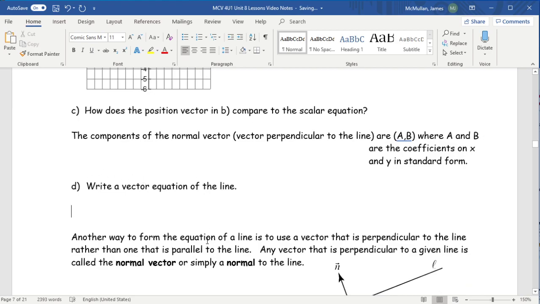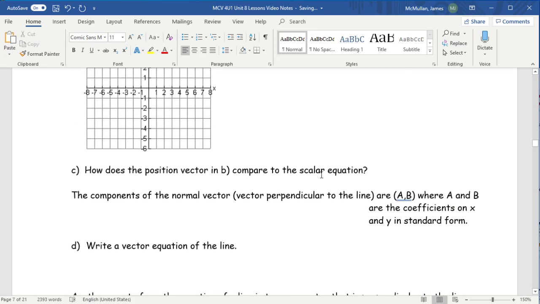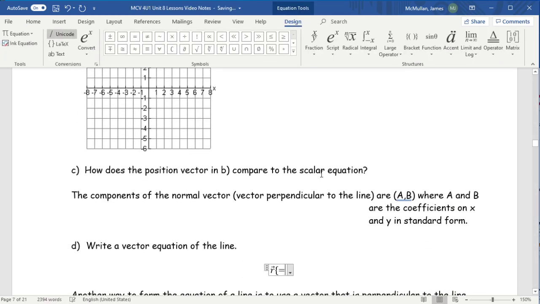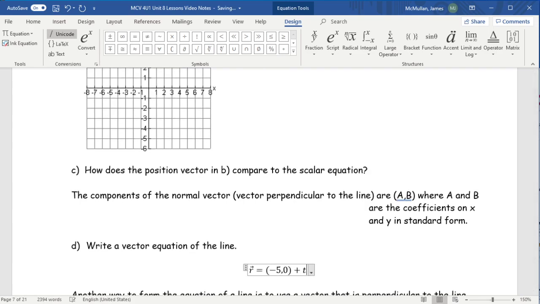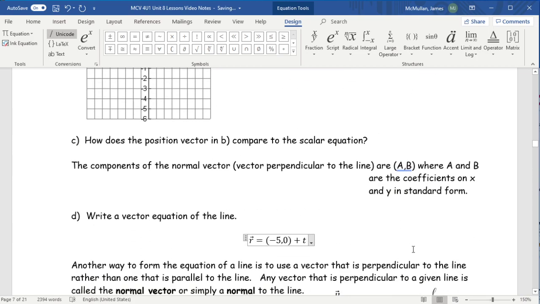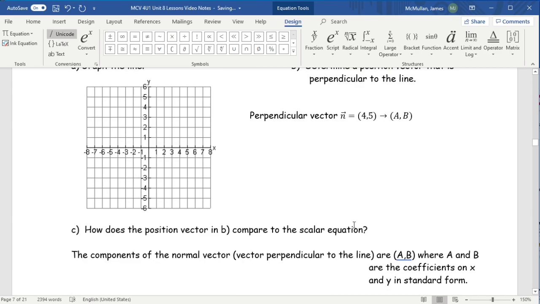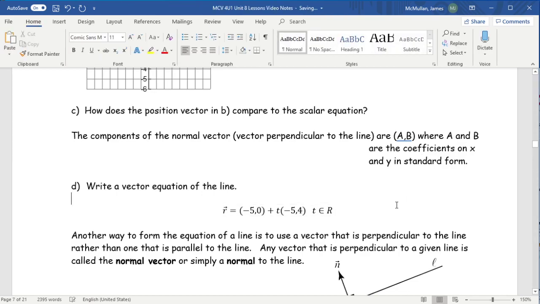Write a vector equation for the line. Okay, so a vector equation for the line, we know, needs to use either point. So let's go r vec equals either point. So negative 5, 0 is a good place to start, plus the direction vector, so plus t. And then remember, this is the normal, so this is perpendicular to the line. If I want the line's direction vector, I swap the x and y, and then choose one of them to become the opposite sign. So I'll just choose the x to become the opposite sign, and then I'll remind myself that t is in real numbers.